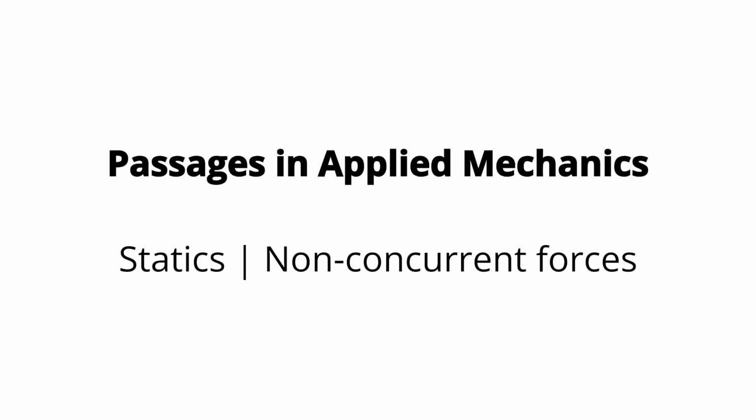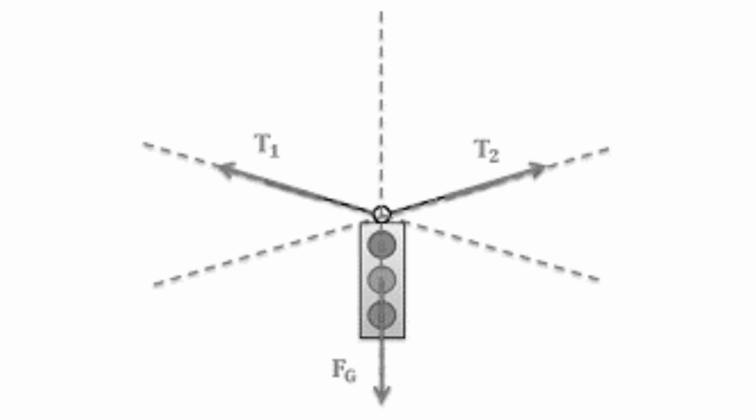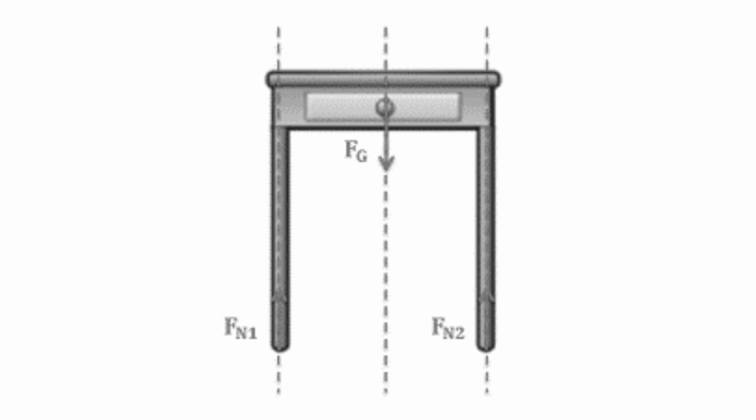In the first one, we have a traffic light. Because the lines of action for the gravitational force and the two tension forces line up at a single point, these forces are considered concurrent. In the second one we have a table. Because the lines of action of the gravitational force and the two normal forces do not intersect at a single point, these forces are not considered concurrent.